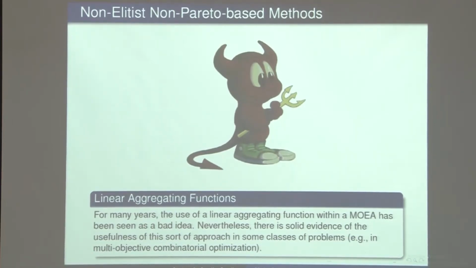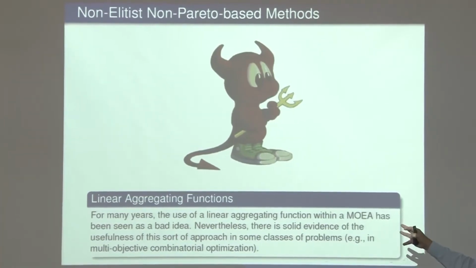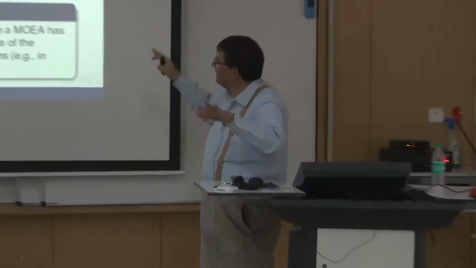And some people say, well, what if my problem has a convex Pareto front? Then don't use evolutionary algorithms. They will kick you out anyway. So this was bad. Nobody liked linear aggregating functions, and they said, forget about that, don't use them.